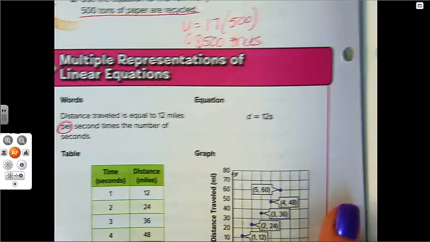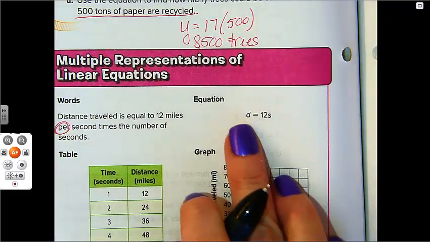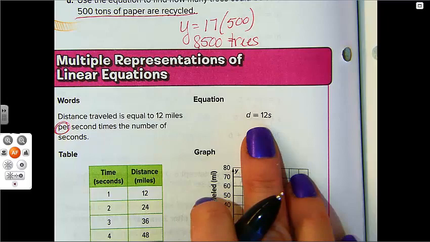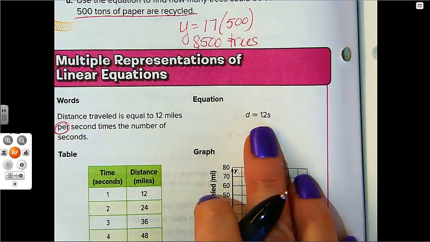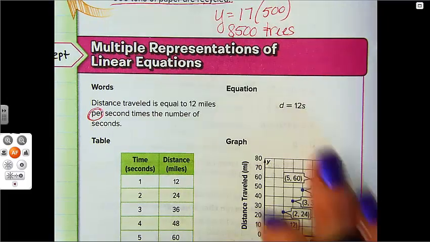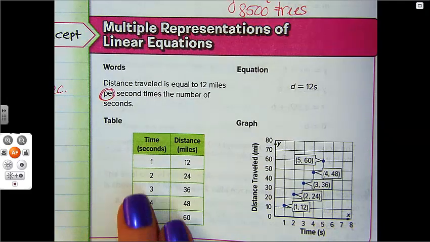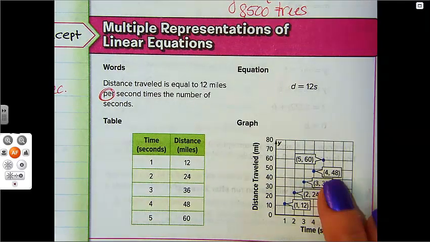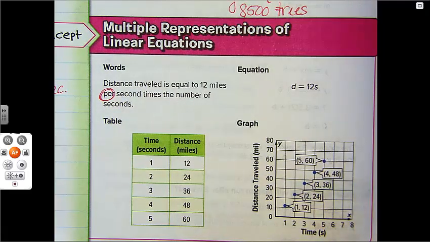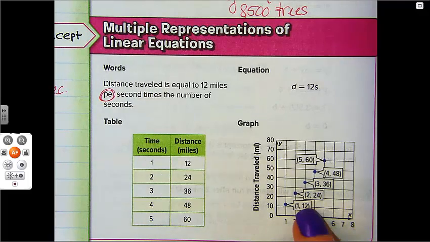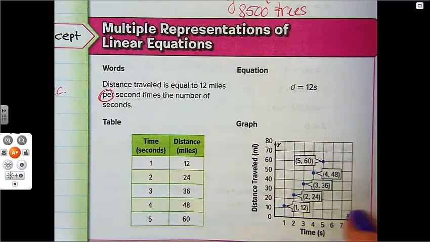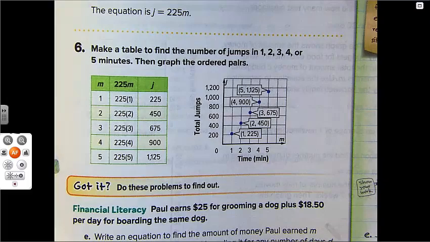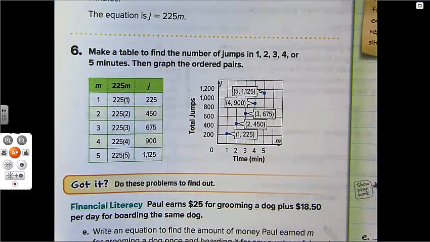Okay? Another way to write that is just like what we talked about. D equals 12 times S. The 12 miles times seconds, 12S. You can do it as a table, or you can do it as a graph. All of those are representations of linear equations. Remember, if you do a graph, it has to be a straight line.